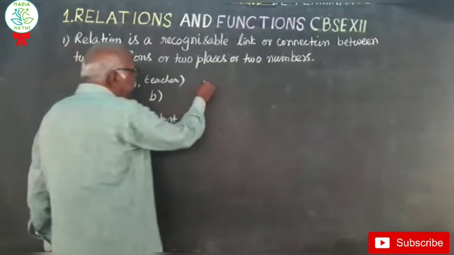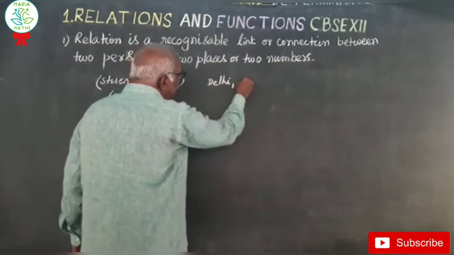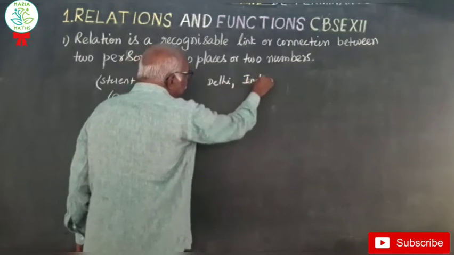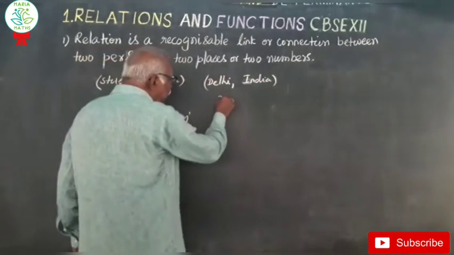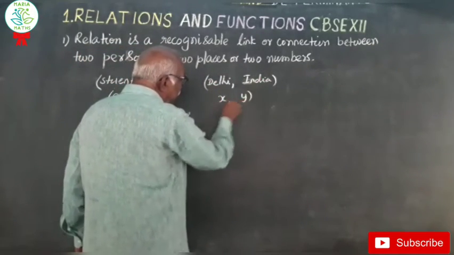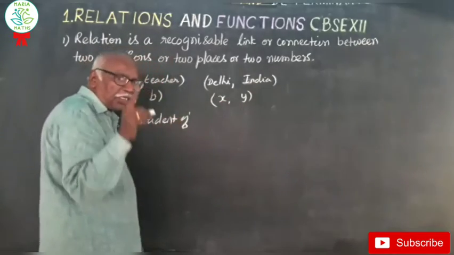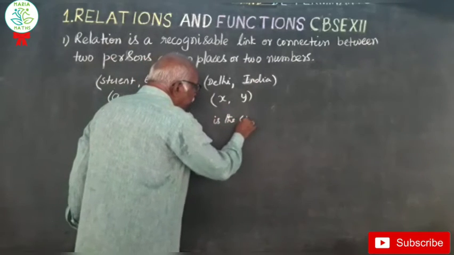Now places. Delhi is the capital of India. If X is Delhi, Y is India, X and Y are related. The recognizable link is the capital of.